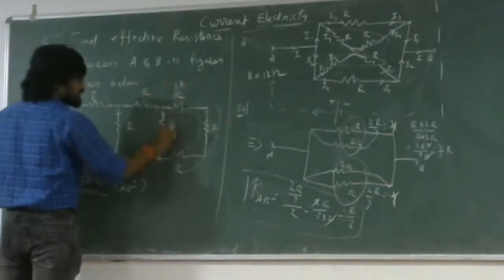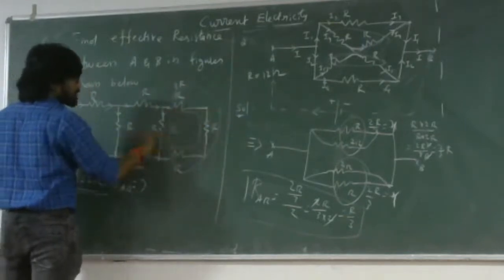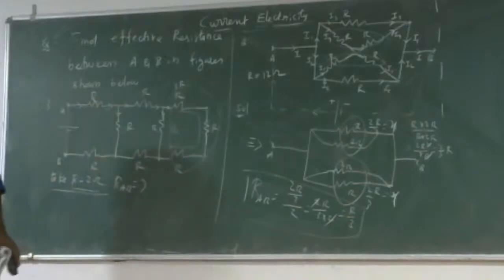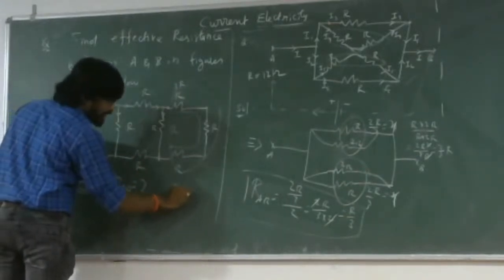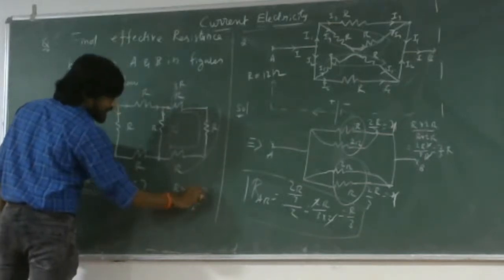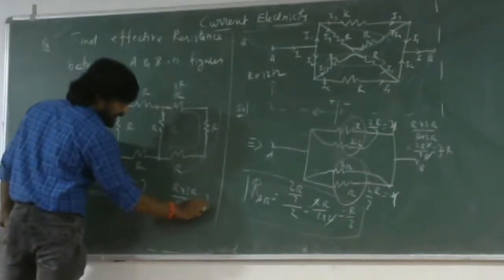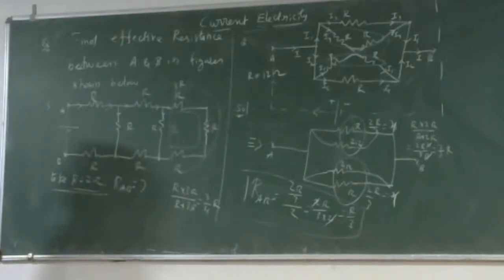This 3R is in parallel with R. What will you get? 3R in parallel with R: R into 3R by R plus 3R. It is 3R square by 4R, so 3 by 4 R. Is it clear? 3 by 4 R only.